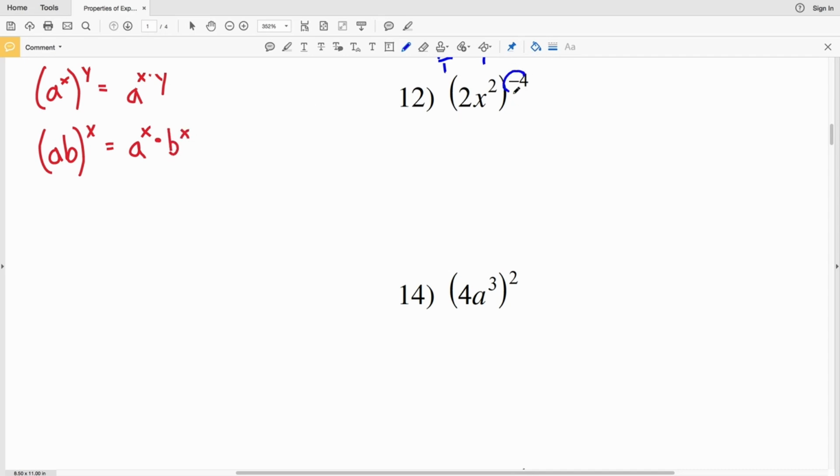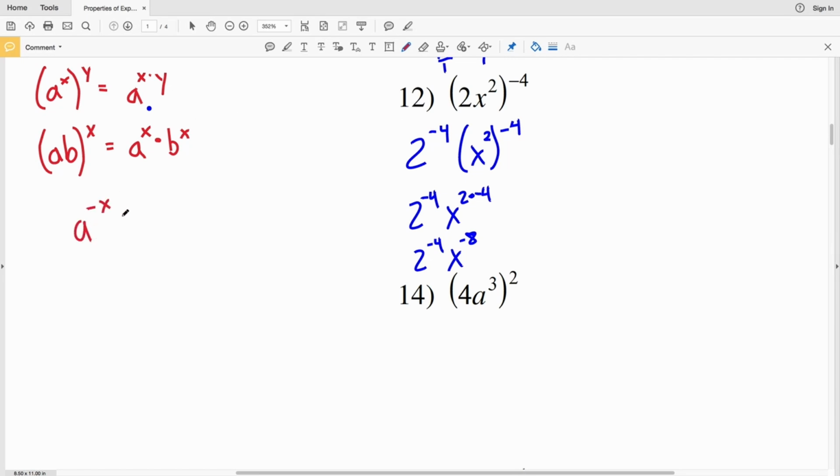So in number 12, we're going to be distributing that negative 4. So we'll have 2 to the negative 4th times x squared to the negative 4th, which I'll rewrite as 2 to the negative 4th times x to the 2 times negative 4, remembering our power rule. So 2 to the negative 4 times x to the 2 times negative 4 is x to the negative 8. And remember, our answers cannot contain negative exponents. So remember that we can write a to the negative x as 1 over a to the positive x. That is the negative exponent rule.